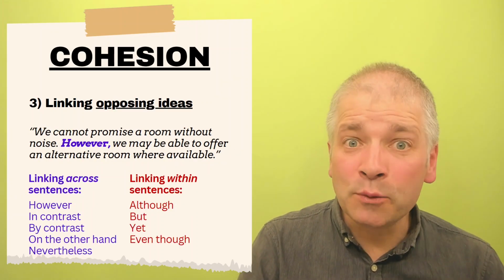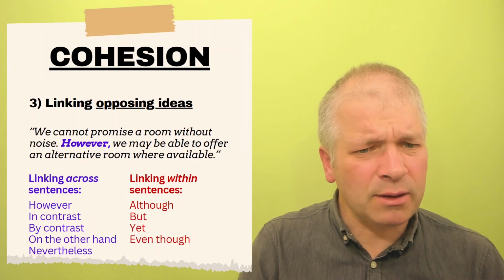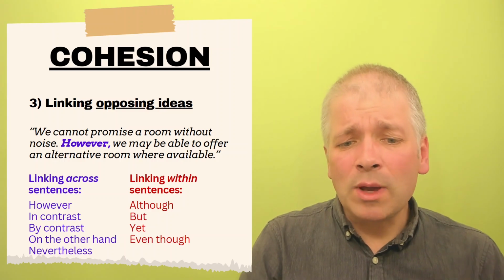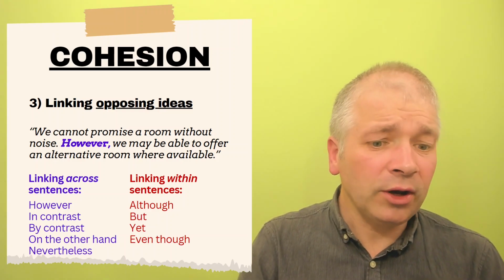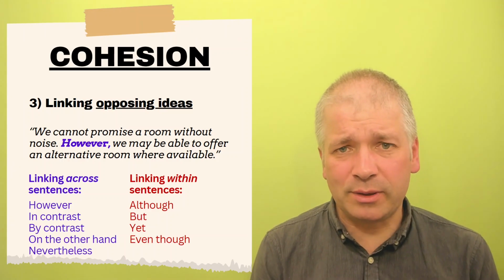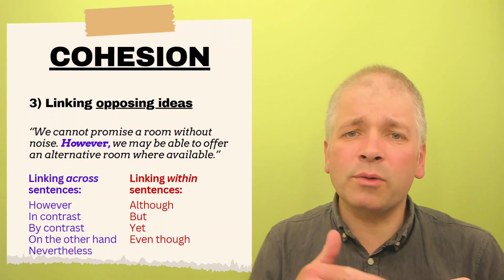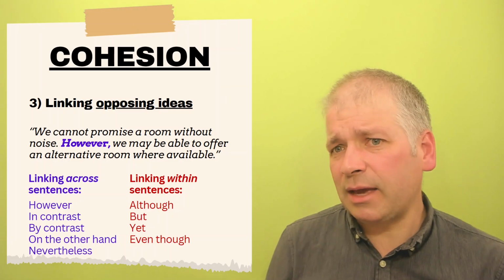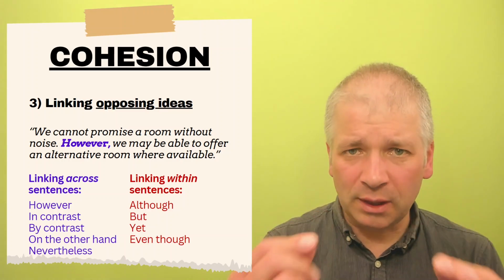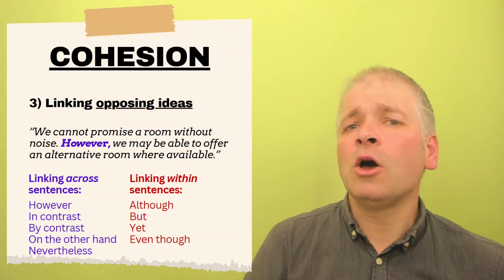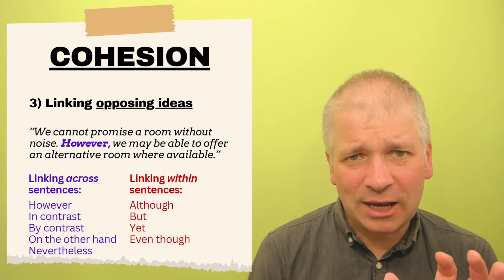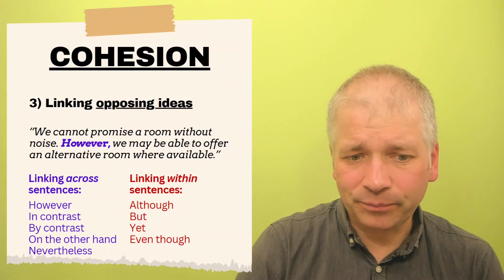Thirdly, linking opposing ideas, such as in the example here. We cannot promise a room without noise. However, we may be able to offer an alternative room where available. So here, however, introduces a contrast or something opposing in the second sentence. The first sentence has a negative feel: we can't do this for you. The second sentence, we can do this instead, and however indicates that change to an opposing idea.